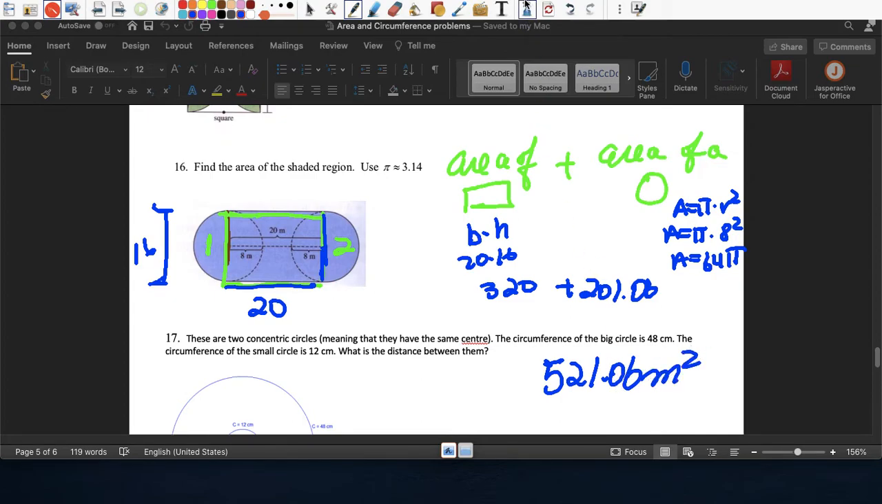Okay. I think the tough part here was, can you see that there was a rectangle in there? And if you could see that, then this becomes a really silly problem.